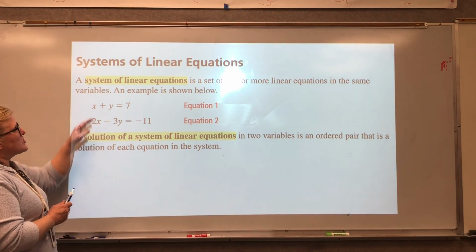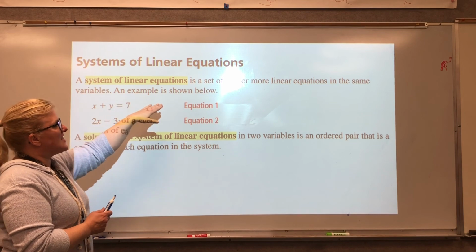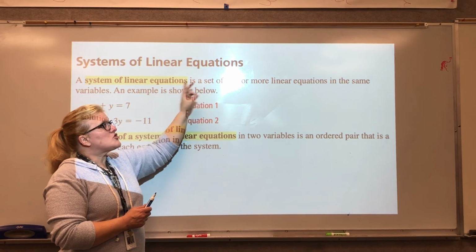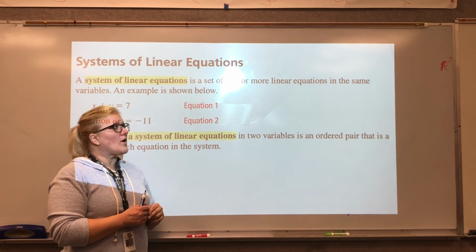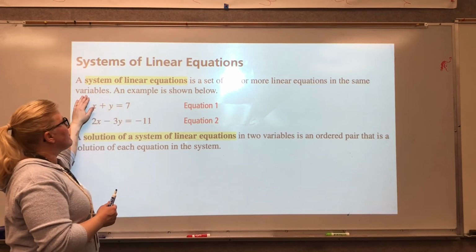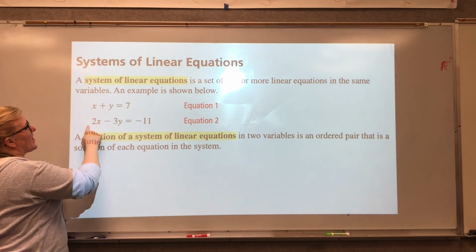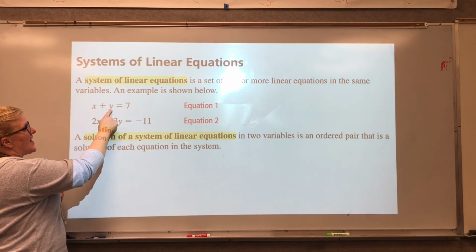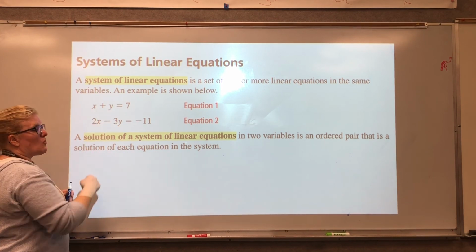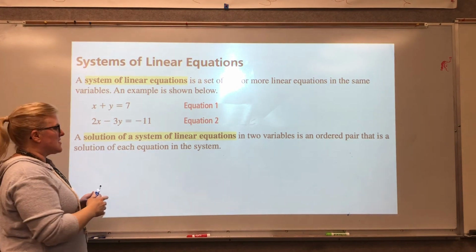Systems of linear equations. A system of linear equations is a set of two or more linear equations in the same variables. So here's an example. This is a set. We've got two of them. This one has an x and a y, and this one has an x and a y in it. And that's what they mean by a system.